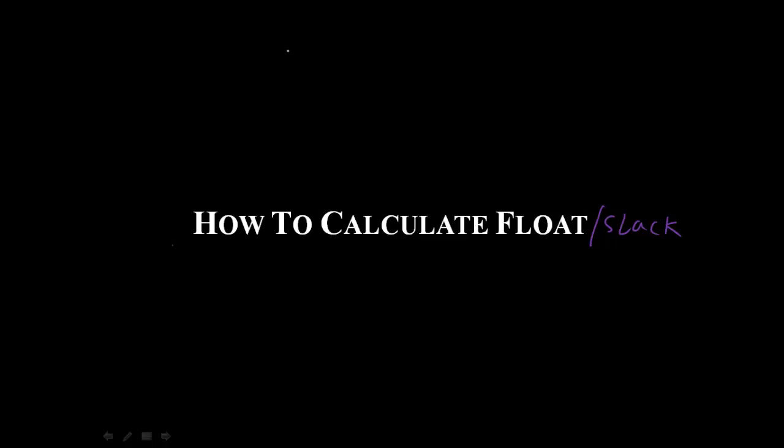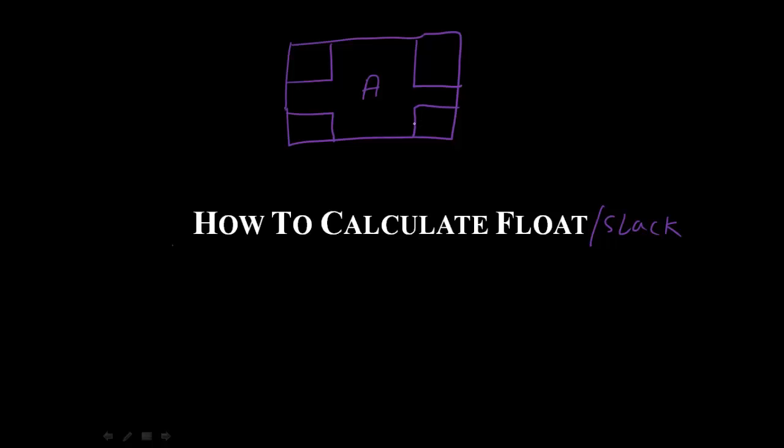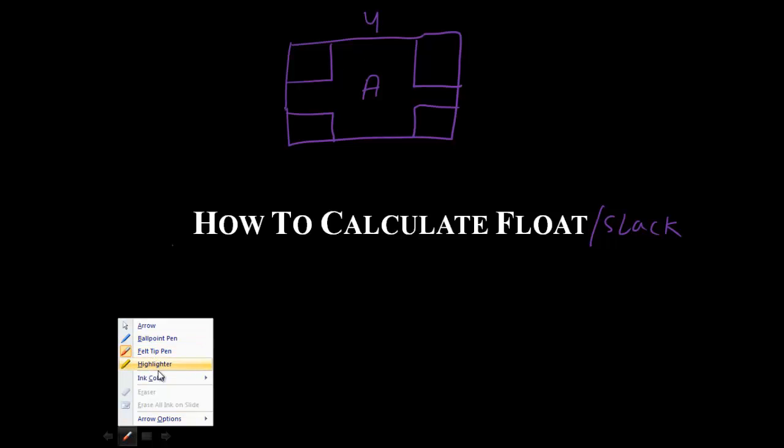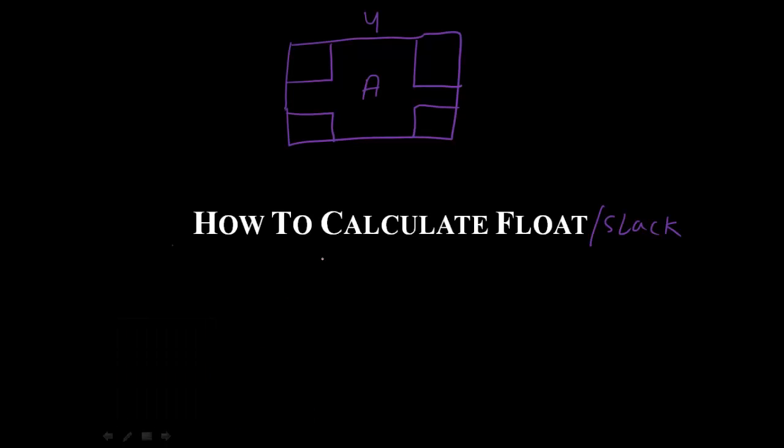Before understanding the concept of float and slack, let's first calculate, let's first understand the concept. This is an activity on node method. This is node A, which has a duration of, let's say, 4 days. There are 4 corners. This corner is known as early start. This one is known as early finish. The bottom ones are known as late start and late finish.